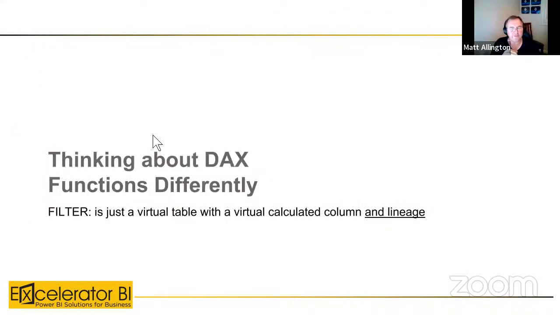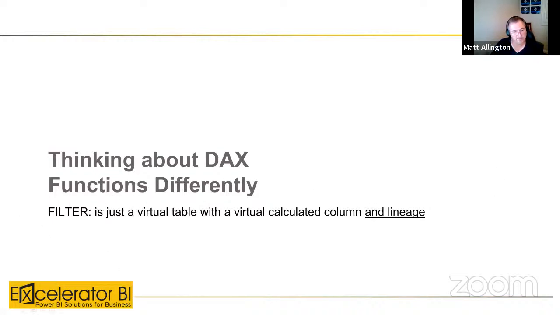Okay, so the next function, I've got two more that I want to talk about, building on this concept, is the FILTER function. And a FILTER function is also a bit like a calculated column. I want you to think a bit like a calculated column, but it goes to the next level. Not only is it a calculated column, you can also think of it as a table or a virtual table. And it gets this concept of lineage, which I'll explain when we get into this.